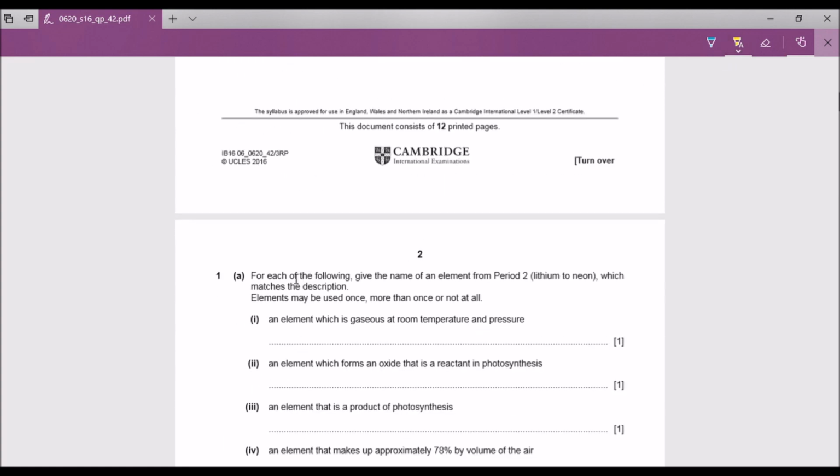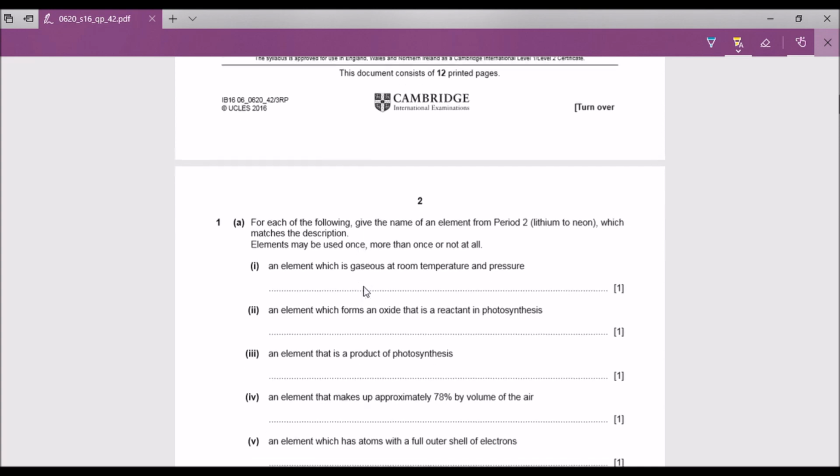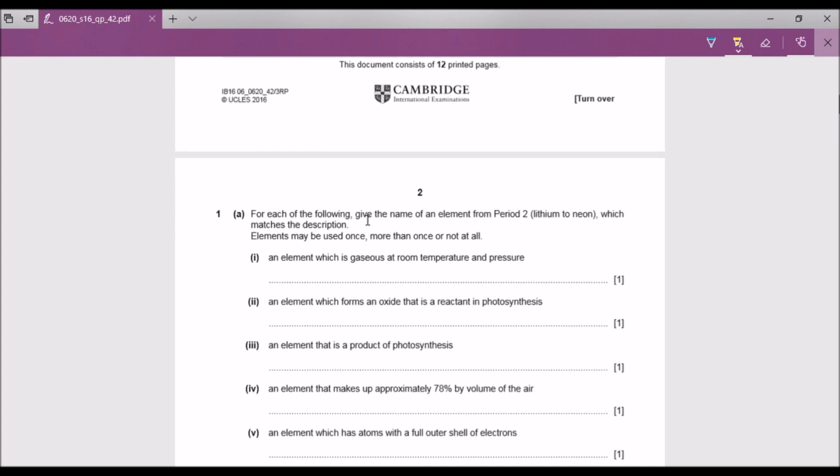So anyways, the first question reads: for each of the following, give the name of an element from period 2 which matches the description. Elements may be used once, more than once, or not at all. So the important point in this question is, give the name of an element. This means that you can't use the formulae, so you have to write the full name. And the second most important thing is period 2, so you can't use anything else.